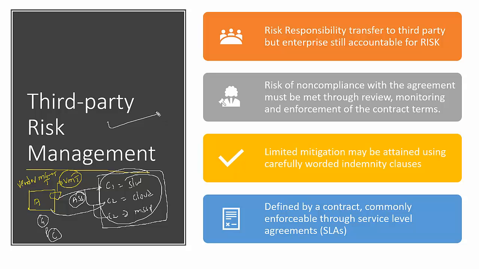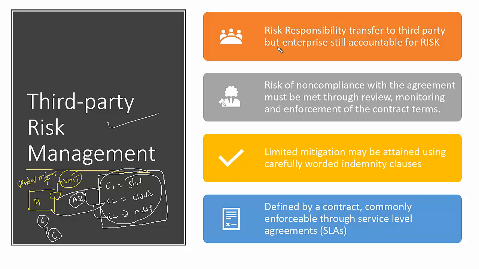When an enterprise is contracted to provide or deliver service or equipment, the risk of non-compliance with the agreement must be met through a review, monitoring and enforcement of the contract terms. Any failure to meet the contract terms must be identified and addressed as quickly as possible, which is part of third party risk management.